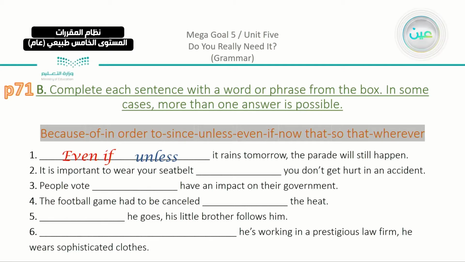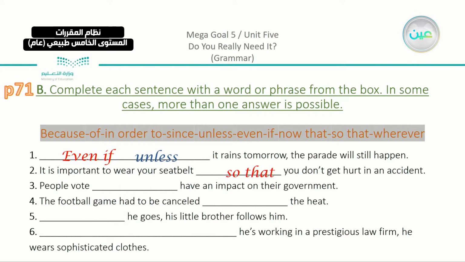The second one, it is important to wear your seatbelt. You don't get hurt in an accident. There is a purpose here. Now we have here a purpose, which means that I'm going to see, and what do we have here for a purpose? I can answer, so that you don't get hurt in an accident.